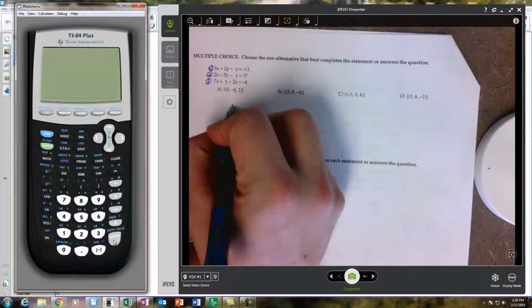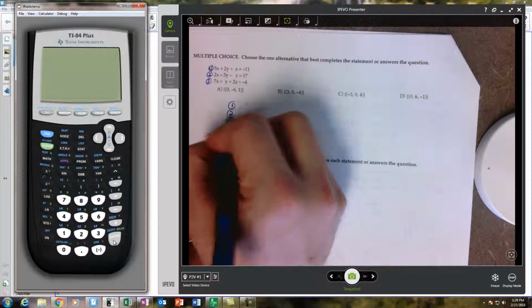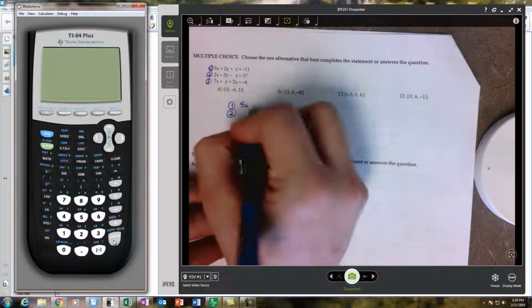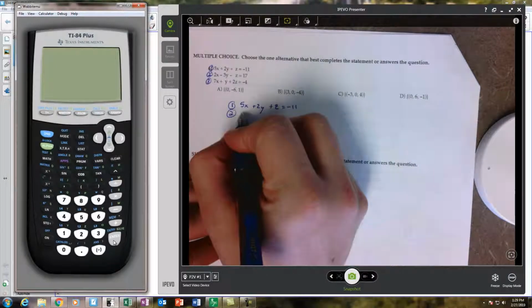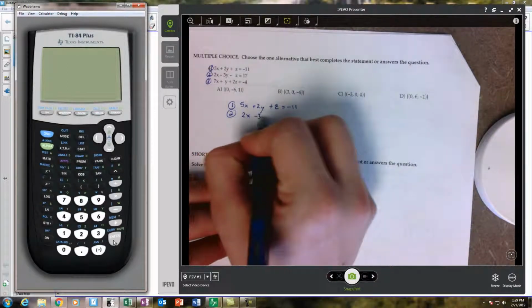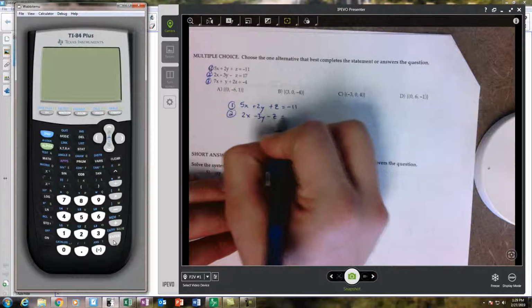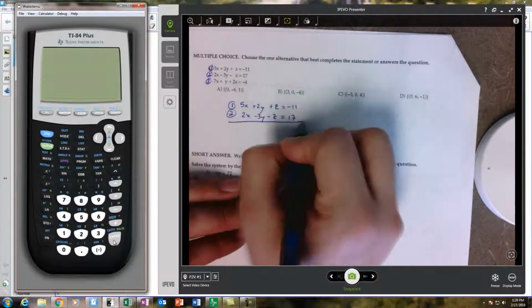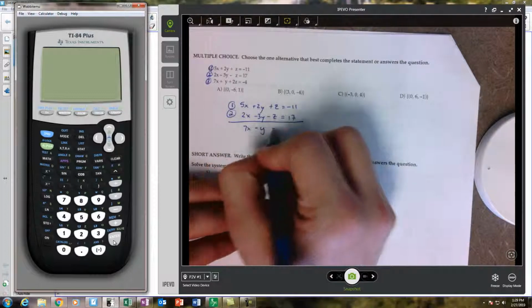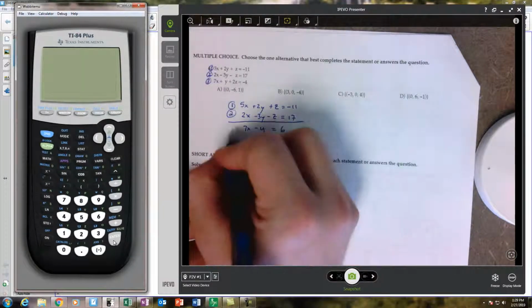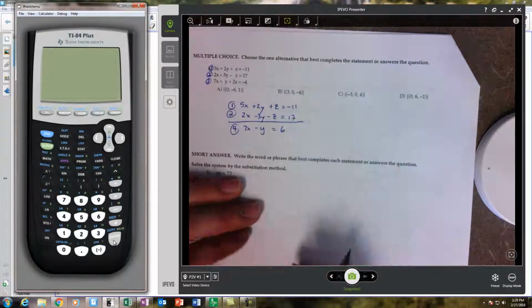Equation number 1 and equation number 2, just the way they are. 5x plus 2y plus z equals -11. And 2x minus 3y minus z equals 17. This gives me 7x minus y equals 6, and I'm going to call that equation number 4.